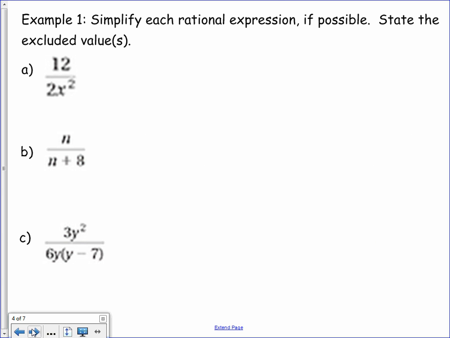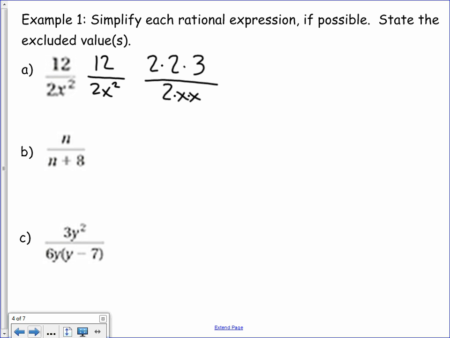Now in example 1, these are quite blurry, sorry about that. We'll rewrite them here. Okay. So we have to simplify the rational expression if we can, and then state the excluded value. So the first thing we want to do is to get these into factors. So we want to get the prime factorization of the number 12. Well, the number 12 in prime factors would be 2 times 2 times 3, okay, because that would be 4 times 3 is 12, and then over 2 times x, okay.